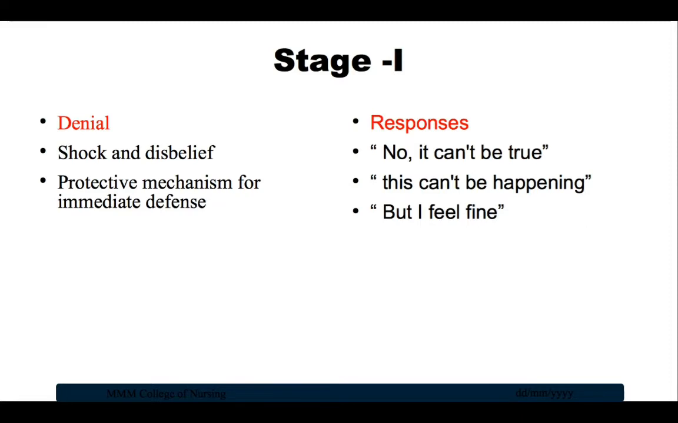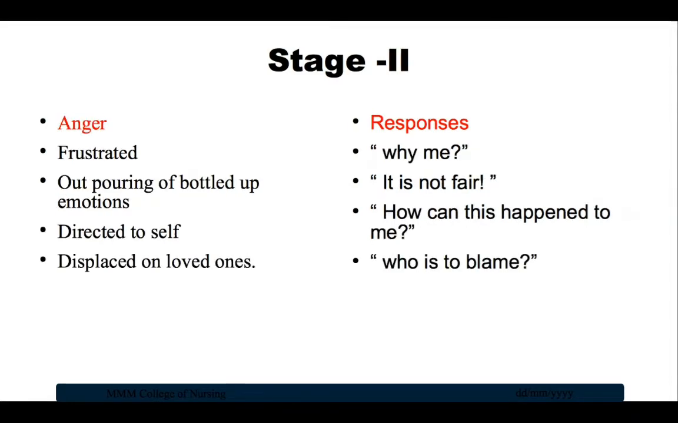Now the second stage, that is anger. As reality sets in, the person is faced with the pain of their loss. He or she may feel frustrated and helpless. These feelings later turn into anger. Anger may be directed at self or displaced on loved ones, caregivers, and even God. In this stage, there may be preoccupation with an idealized image of the lost entity. Some of the responses include, why me? It is not fair. How can this happen to me? Who is to be blamed?